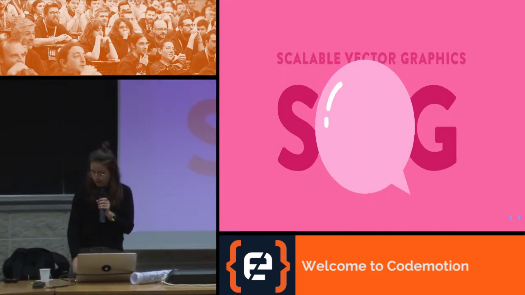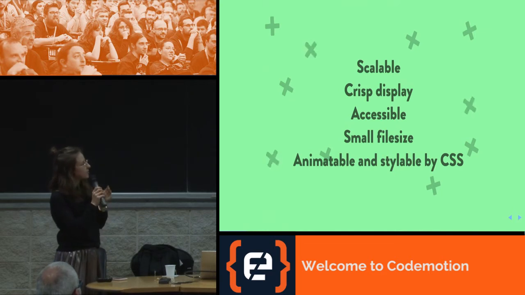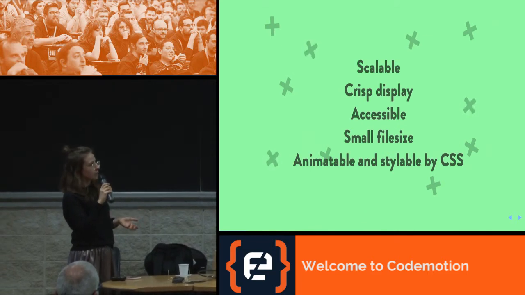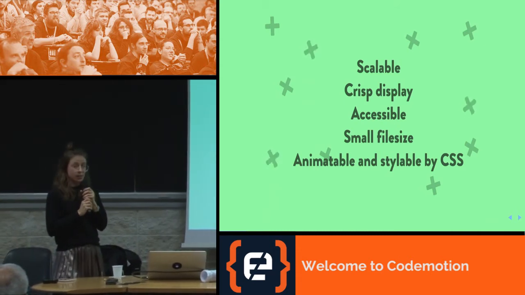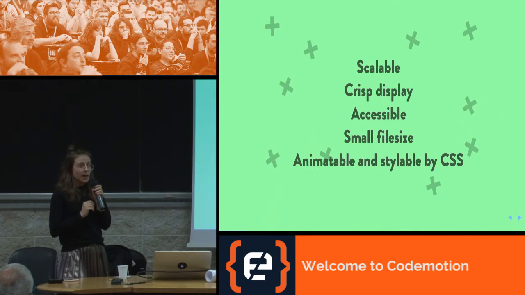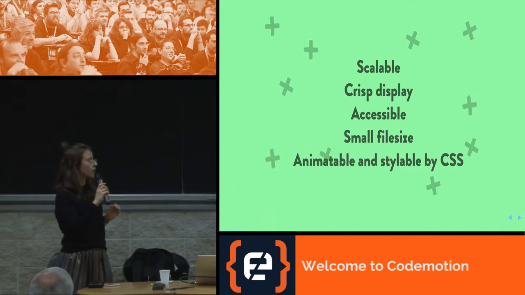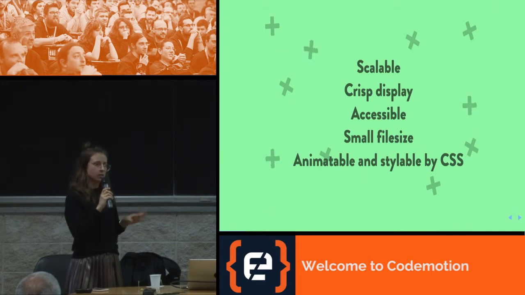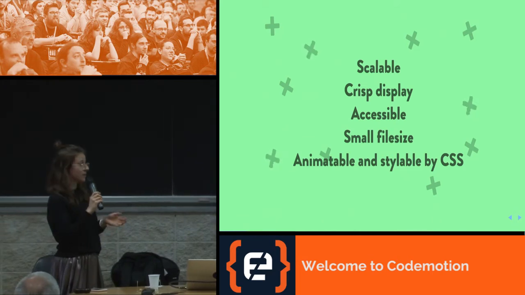We know what SVG is, but now we should know why it's so cool. So what are its virtues? First of all, it's scalable, but it also generates crisp and perfectly clear display. So in the times of retina displays of different pixel densities, it's just perfect. What's more, SVG is accessible, and I will tell you about it a little bit later. Compared to raster equivalents like PNG files, SVG has a smaller file size, which is also super cool.